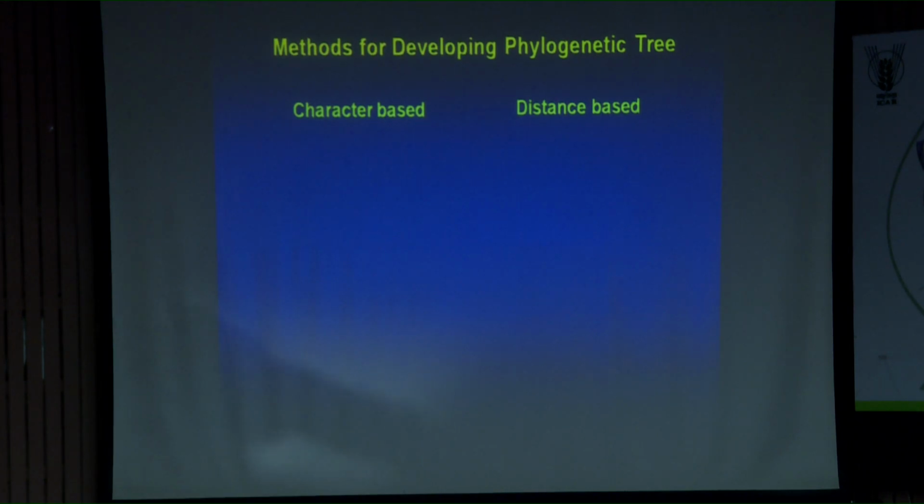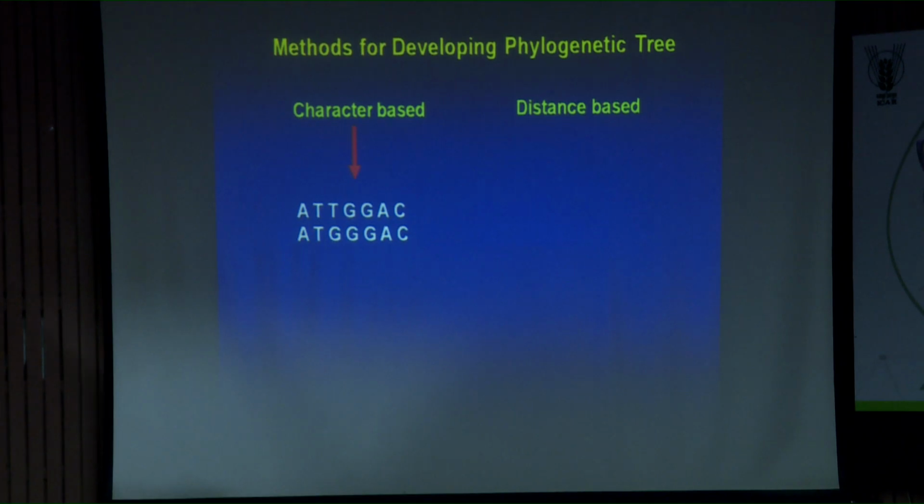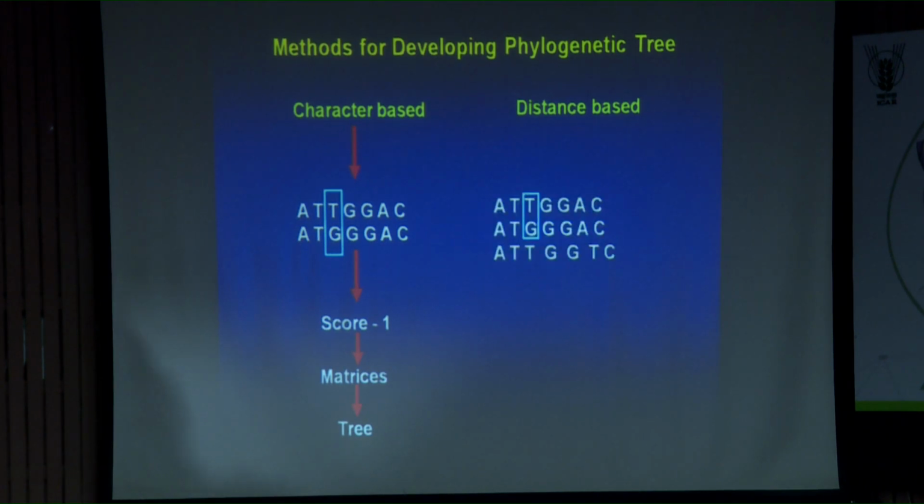So, the development of tree. There are two different methods of development of a phylogenetic tree. One is called the character based method, another one is called the distance based method. So, the methodology by which you develop the tree, another most important thing, is that you have two different methods, character based and distance based.